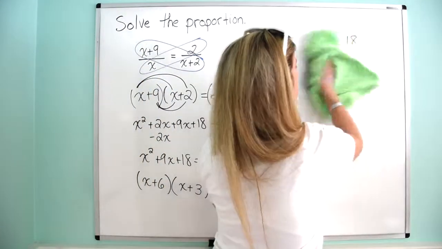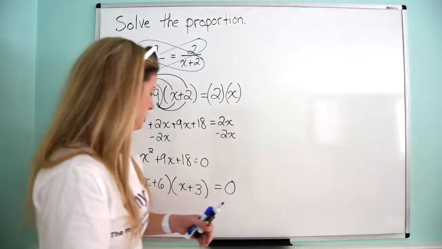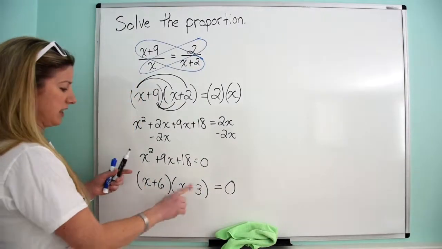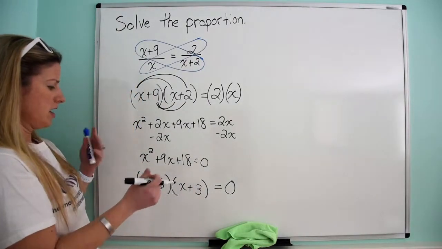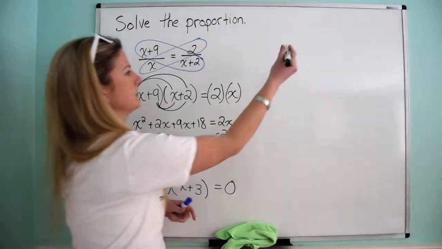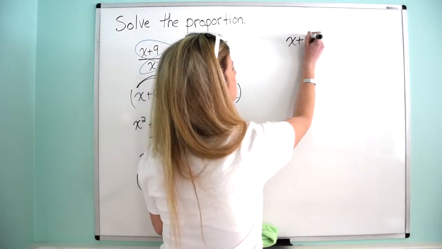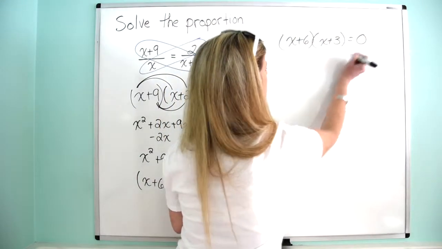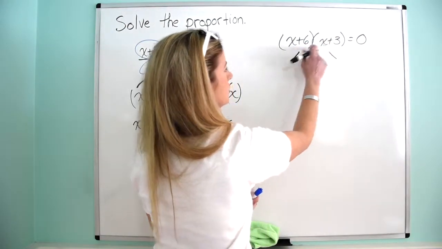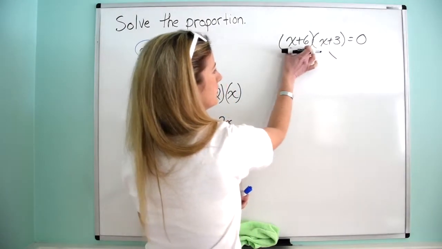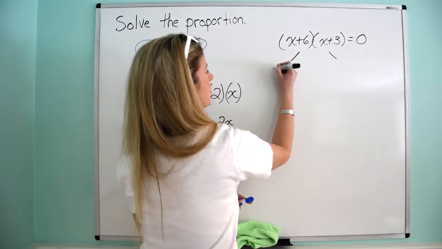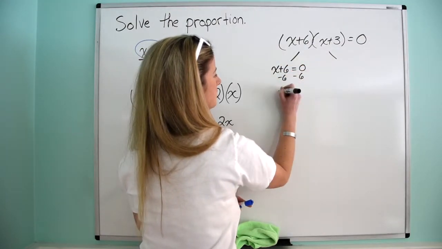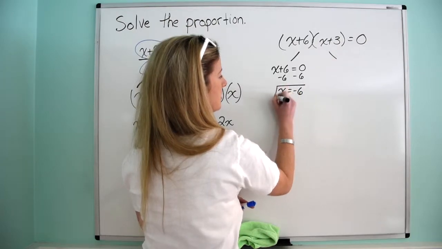So now what we're going to do is we can use the zero product property here. I'm getting kind of low, so I'm going to rewrite this up at the top here. So I have x plus 6 times x plus 3 equals 0. So remember, the zero product property states that if these two multiply together is 0, then either this is 0 or that is 0. So either x plus 6 equals 0, and then subtract 6 from both sides, and you get x equals negative 6.